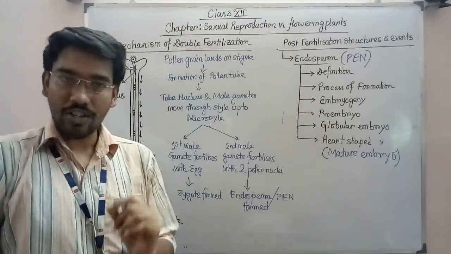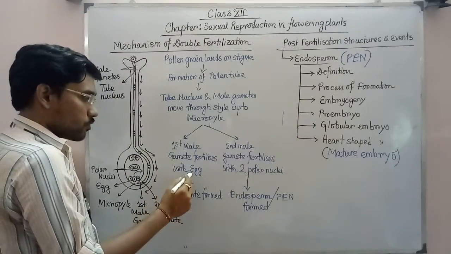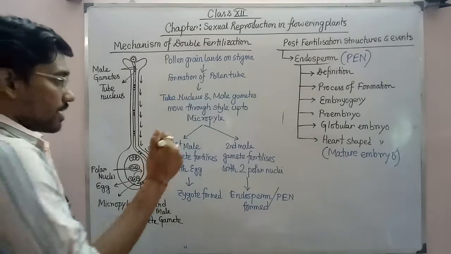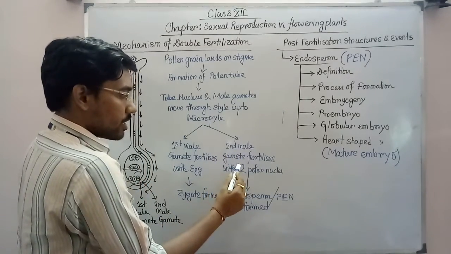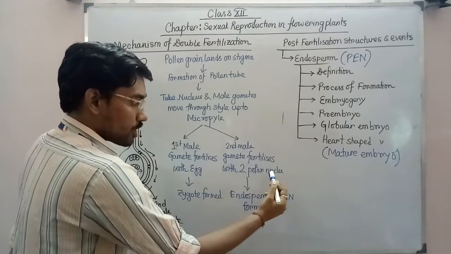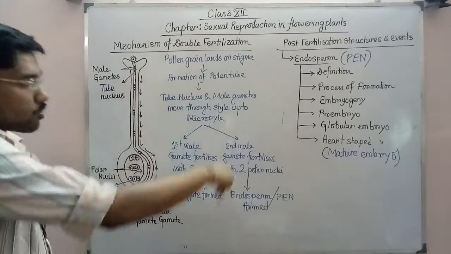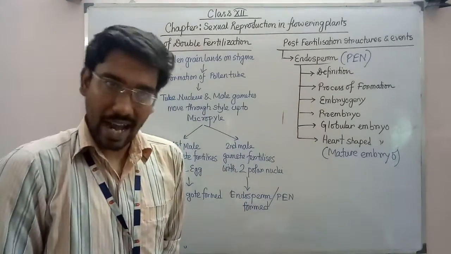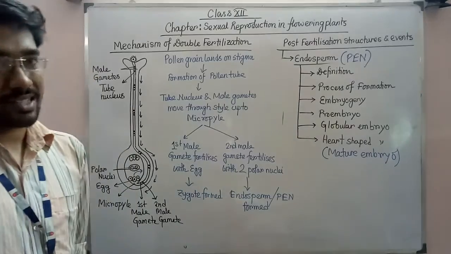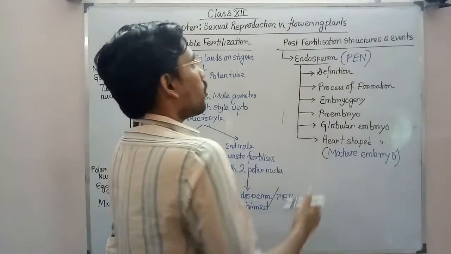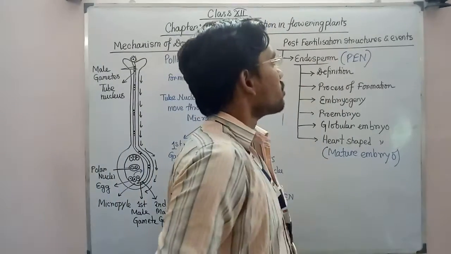But besides the name double fertilization, this process has another name also, that is triple fusion. Why triple fusion? Because the first male gamete fuses with the egg, that is the first fusion, and the second male gamete simultaneously fuses with the two polar nuclei, that is two fusions here. That's why this process is also known as the triple fusion mechanism, along with the double fertilization name. Next, we are moving to the topic post-fertilization structure and events.